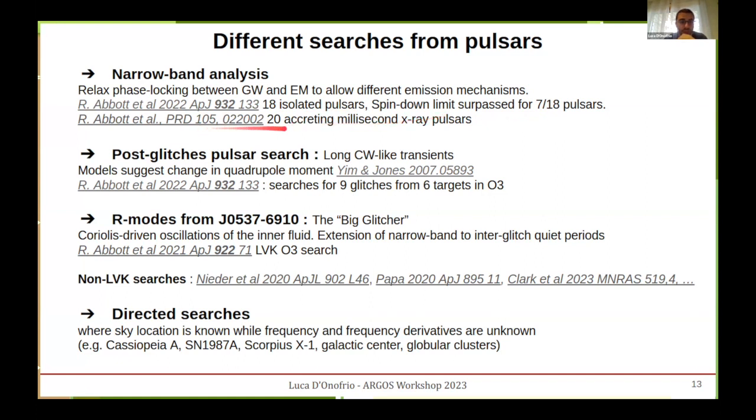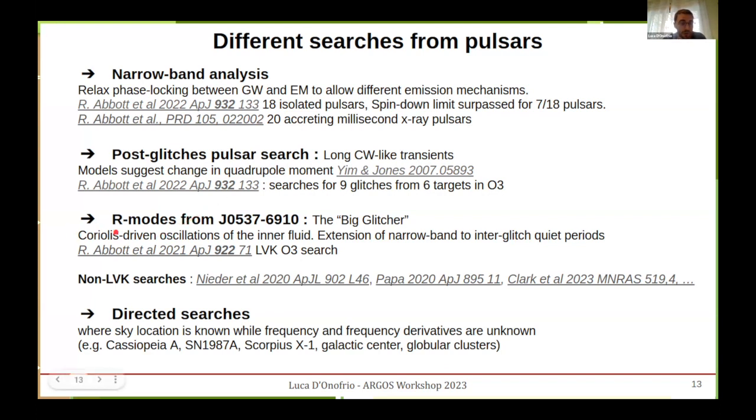Then we have also an analysis targeting 20 accreting millisecond X-ray pulsars, again performing a narrow band analysis. Then we can also perform post-glitch searches, because we can search for long transient continuous-wave-like signals, since there are models that suggest that post-glitch you have some changes in the quadrupole moment, and so the emission of continuous waves, at least for a small period.